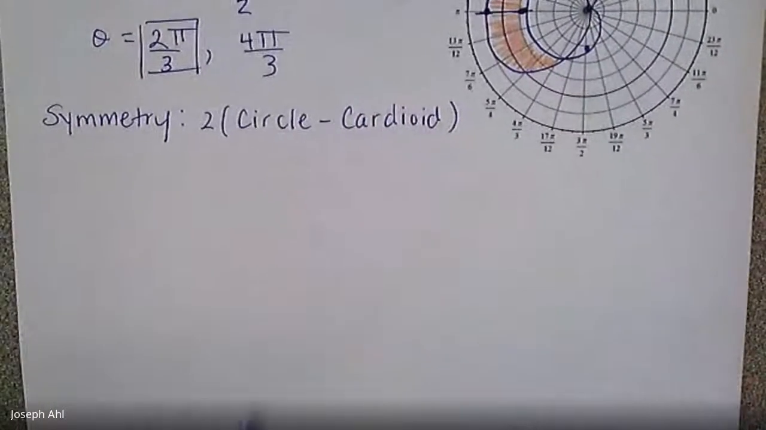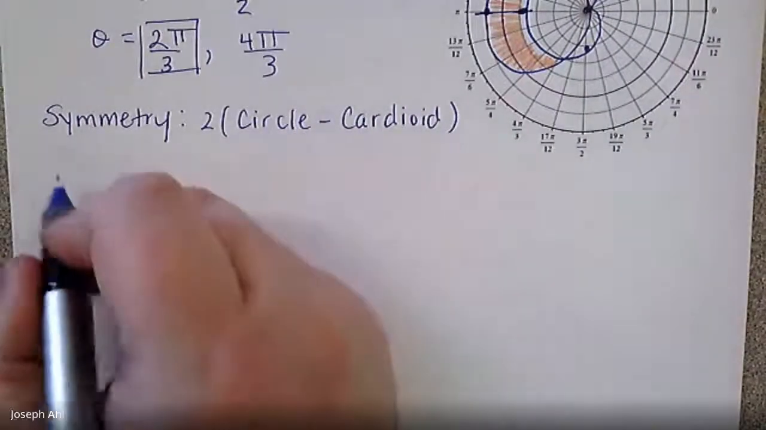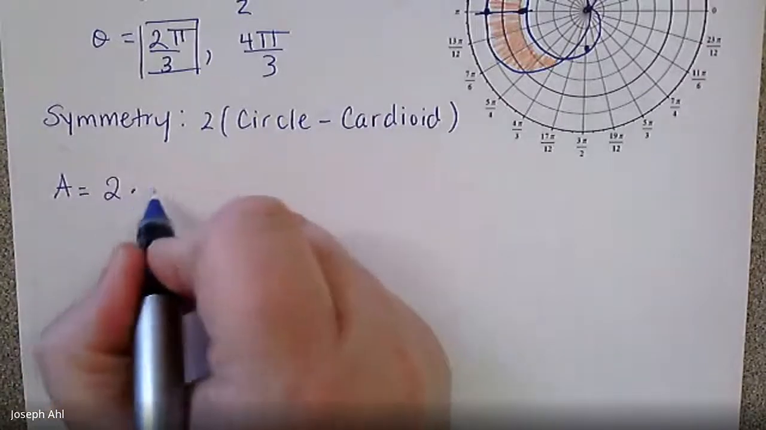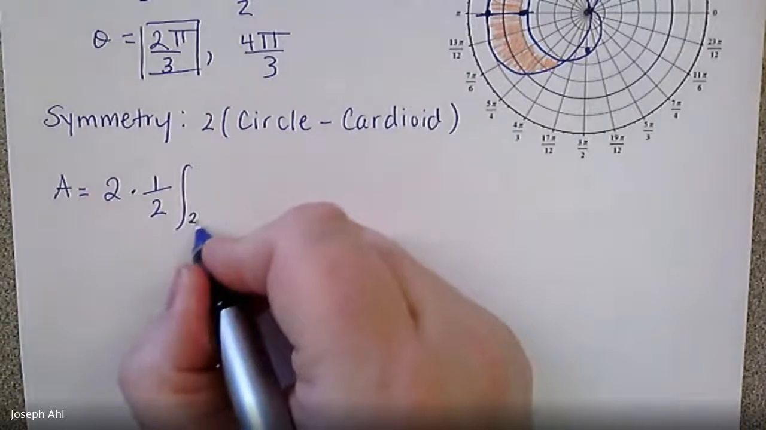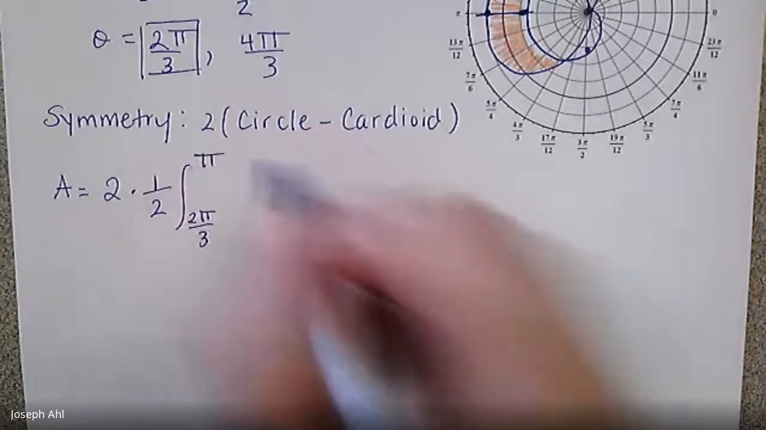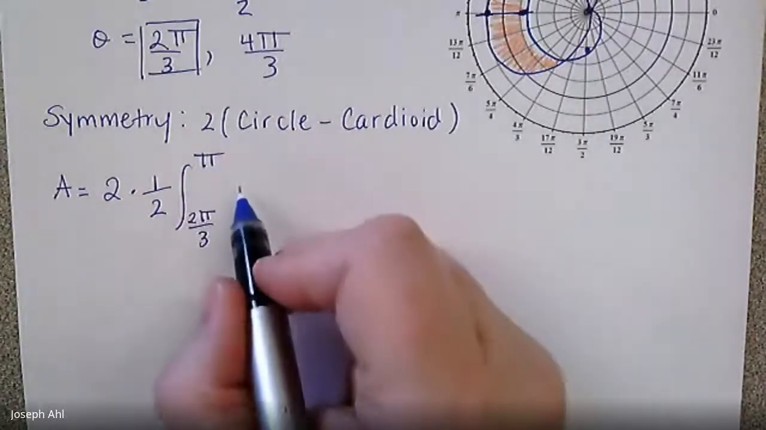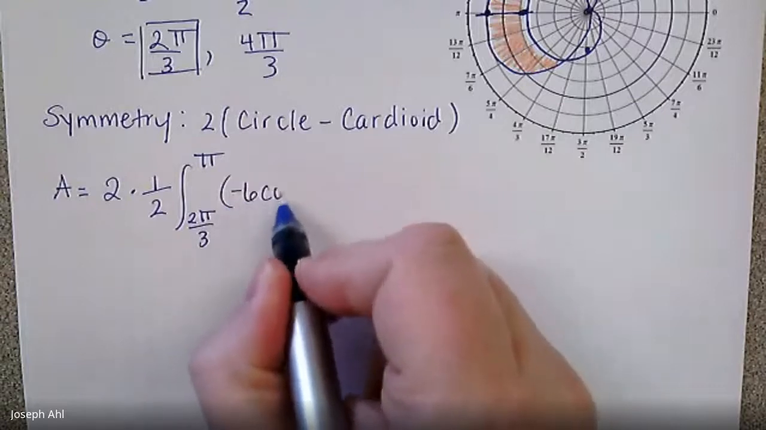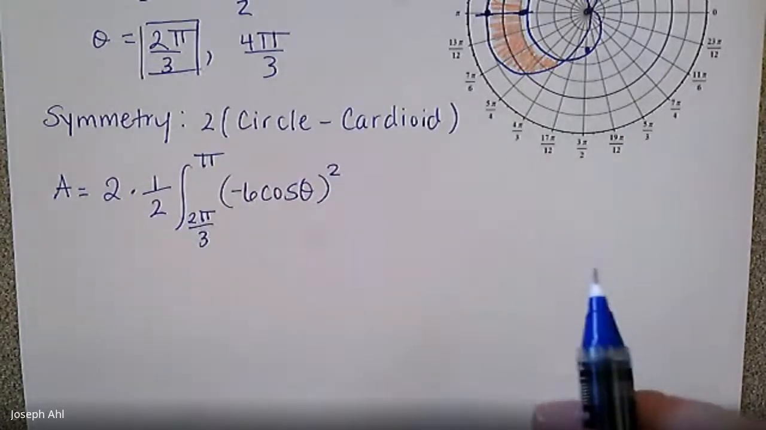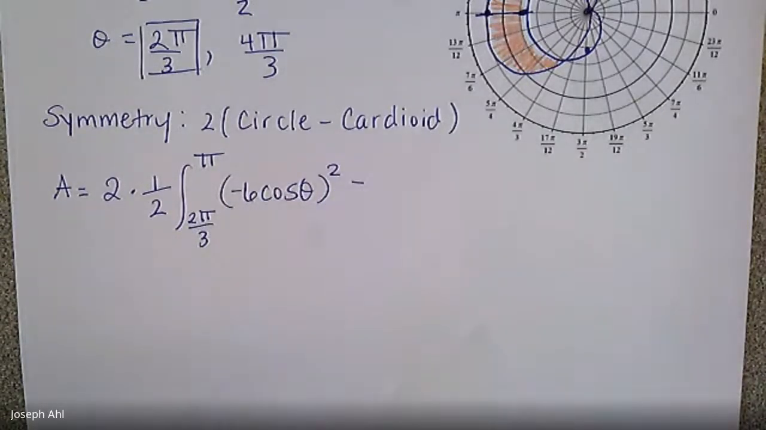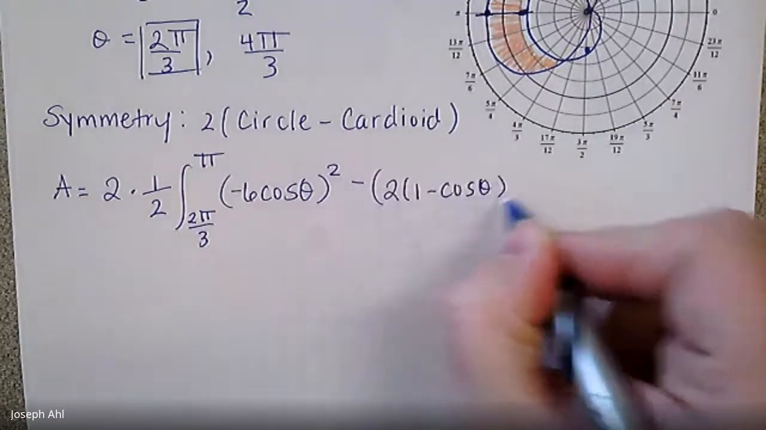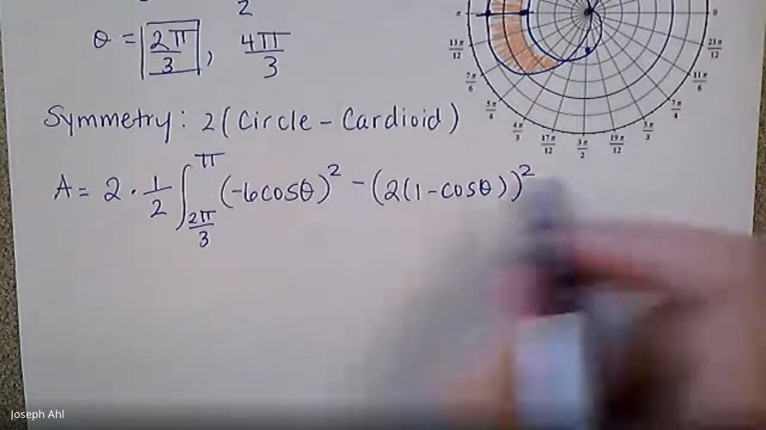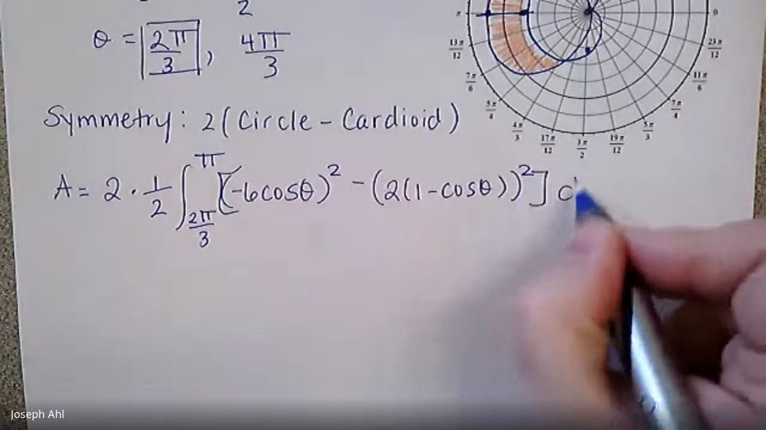So, all right, now that I have that all set up, the area would be, again, double the 1/2 on the outside, so we know what's going to happen there. Area from 2 pi over 3 to pi of the circle, which is negative 6 cos theta squared, minus the cardioid, 2 times 1 minus cos theta squared. And this is all with respect to theta.